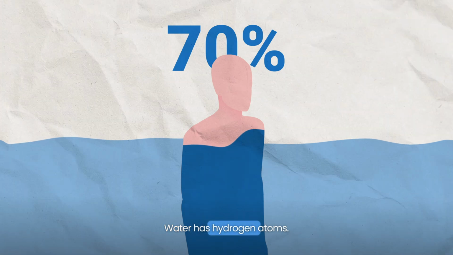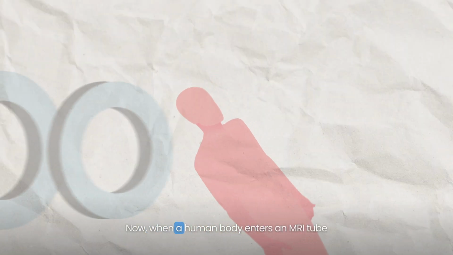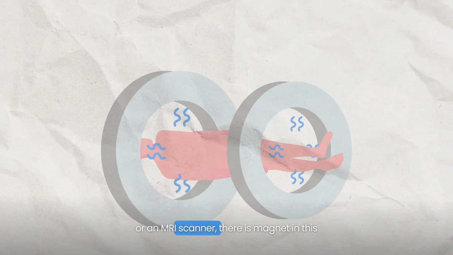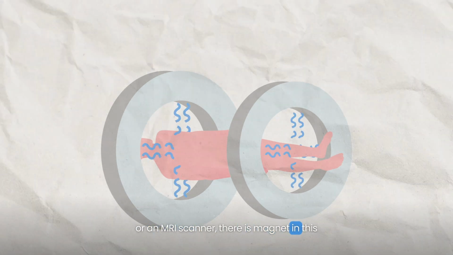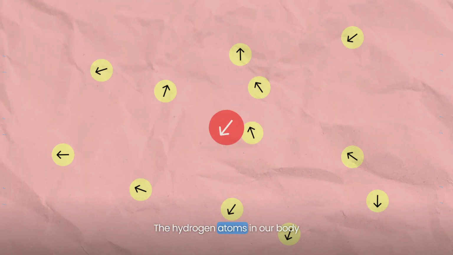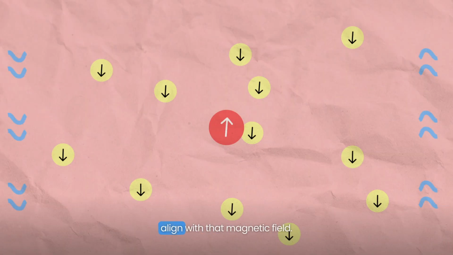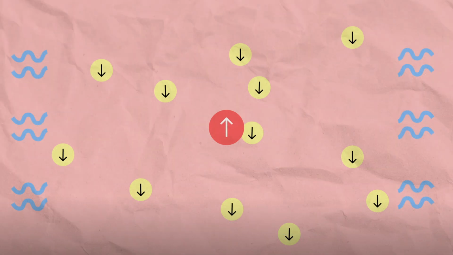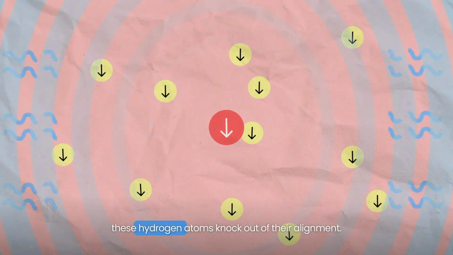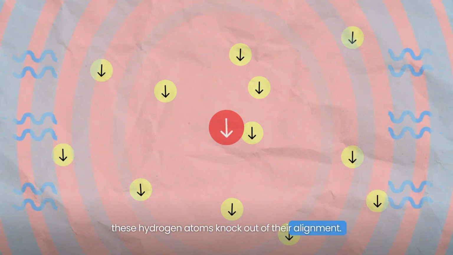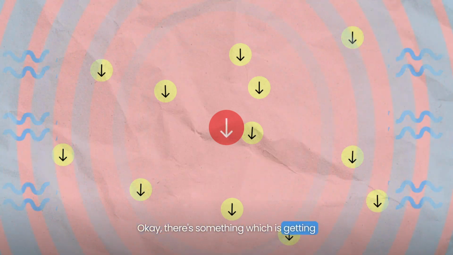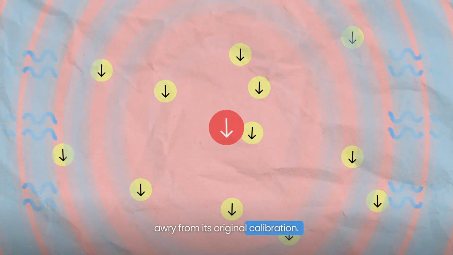Water has hydrogen atoms. Now, when a human body enters an MRI tube or an MRI scanner, there is a magnet in this machine, which is essentially creating a magnetic field. The hydrogen atoms in our body align with that magnetic field. Then this machine essentially emits a radio wave, and these hydrogen atoms knock out of their alignment. At this point, of course, you can see that there's something which is getting awry from its original calibration.